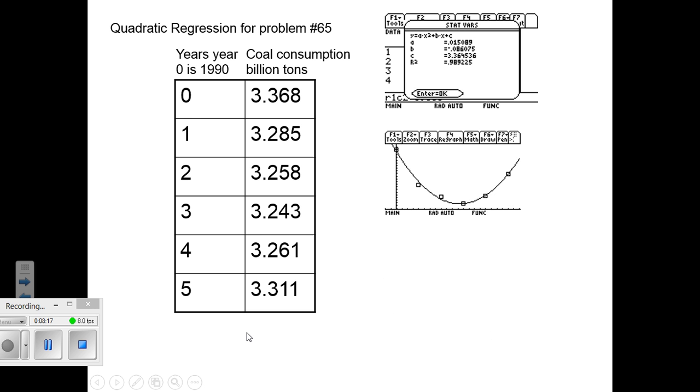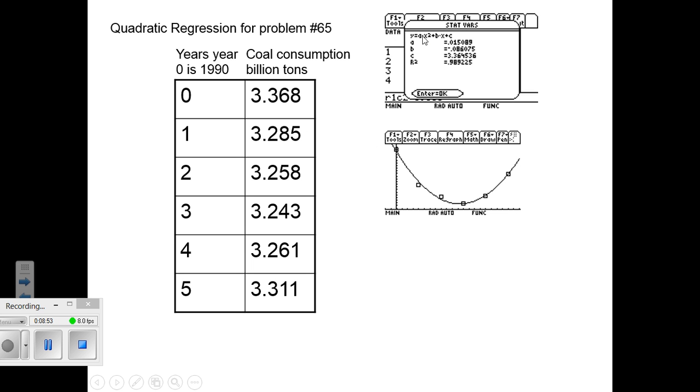Here's a quadratic regression model. As a follow-up, this is one of the problems out of the book. We've got all this information for the consumption in billions of tons of coal over years beginning 1990 is year 0, 91, 92, 93, 94, 95. I think they ask us in this problem to find what would have been the consumption in the year 1989. So we have to get our regression model of a quadratic nature. It seems to be a pretty nice fit.